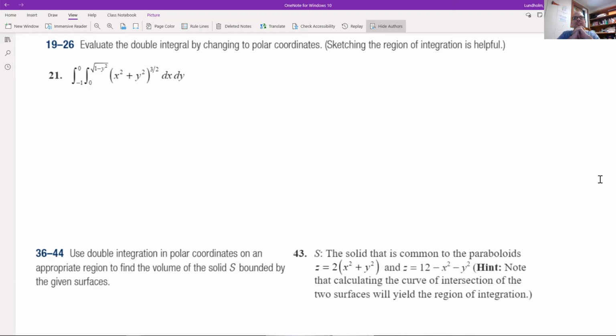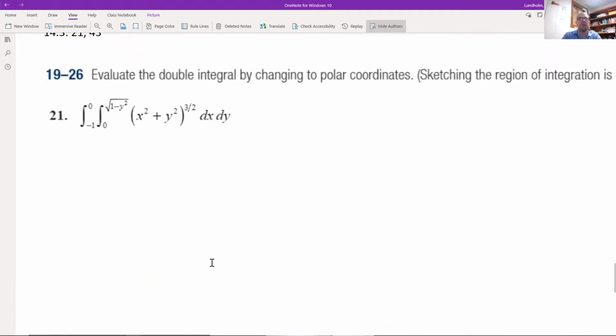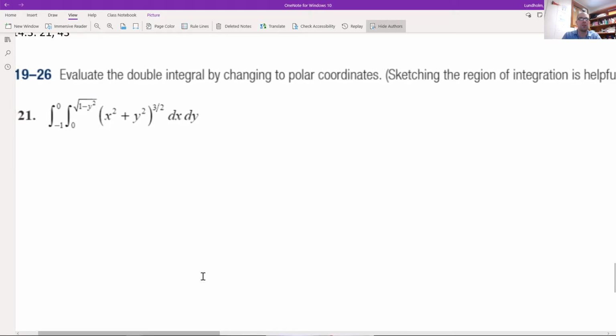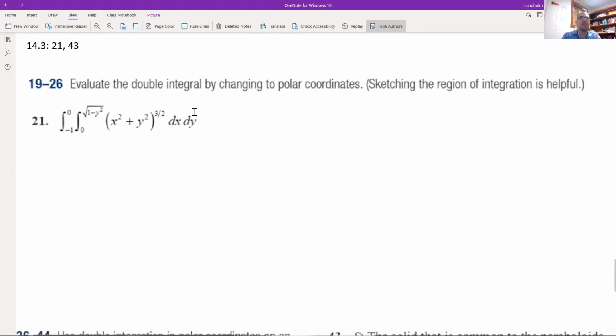Evaluate the double integral by changing it into polar coordinates. Sketching is helpful, sure. Yeah, we can zoom in and think about this one. I would encourage you, go ahead and pause and think about, can you sketch this region given to us by these boundaries of integration, and then think about how to change that into polar coordinates. And yeah, once you're ready, I'll do that real quick.